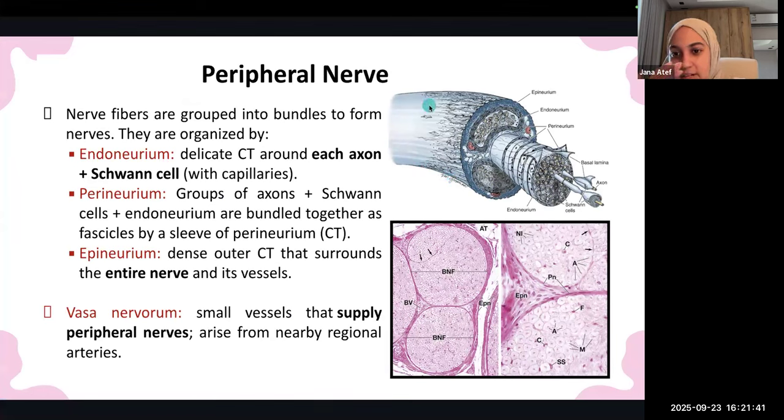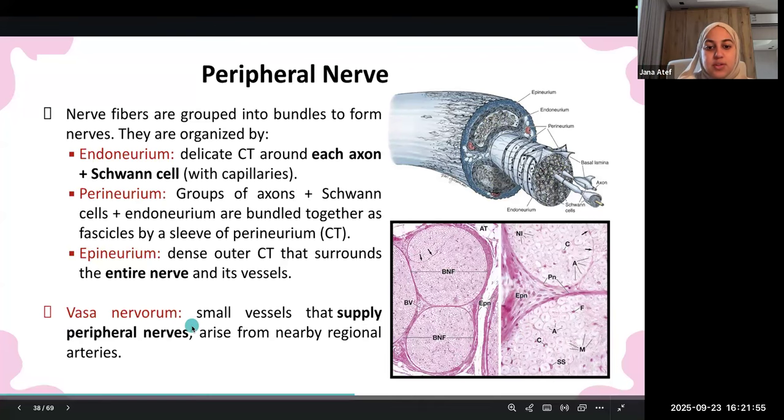Honestly, guys, for this entire drawing of the peripheral nerve and its coverings, just know the epineurium. This is the most important part. What is a vasa nervorum? Like I said, they are vessels that supply the nerve itself. They are small vessels that supply peripheral nerves.